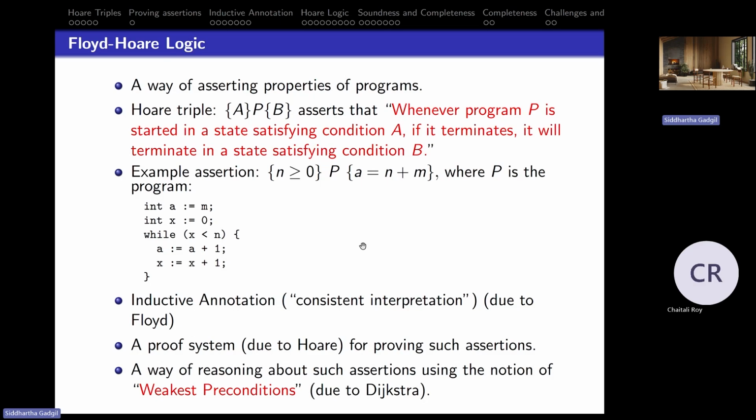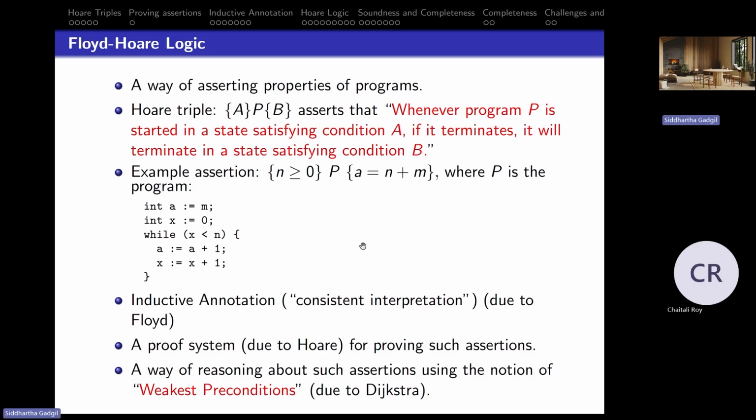I'll say a little bit more about it in the next slide. Okay, and then there are two styles of proof. Both are based on the notion of an inductive annotation. One is due to Floyd, and the other one is due to Hoare. So we'll go through both these techniques, and maybe the one due to Hoare is more suited for encoding in Lean and trying to do proofs in Lean, because it has a formal proof system.